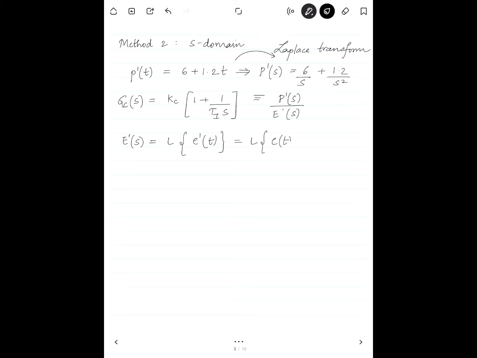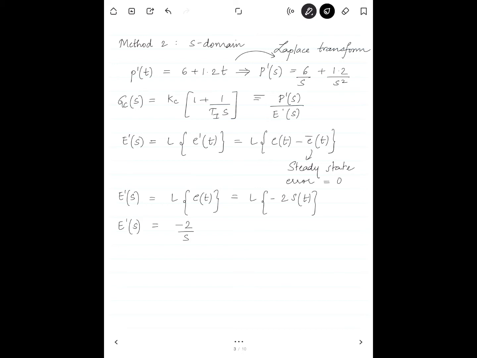And we get that by taking the Laplace transform of E of t in the deviation form. However, we know that E bar equals 0. That is given in the question, that steady state error is 0. Therefore, we now have E of S equals Laplace transform of E of t simply. No need for the deviation term anymore. And we have, that is the Laplace transform of the step function. So we finally have E deviation of S equals minus 2 over S.